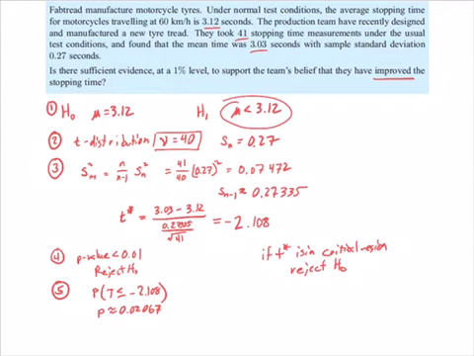I can also find the critical region. The critical region, of course, is dependent on getting the t value when the probability is 0.01. Remember, that's when I'm going to need my degrees of freedom, the degrees of freedom of 40. So I should be able to put that into my calculator, and then I will get that the value for the critical region is negative 2.42.